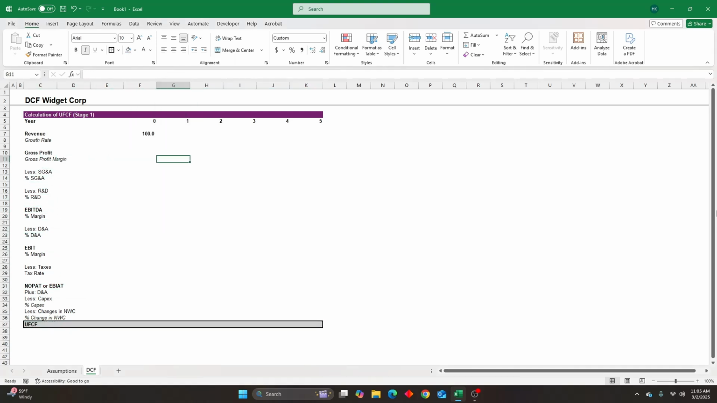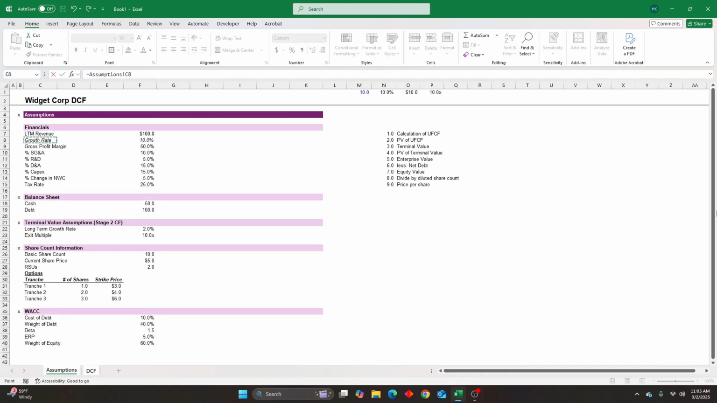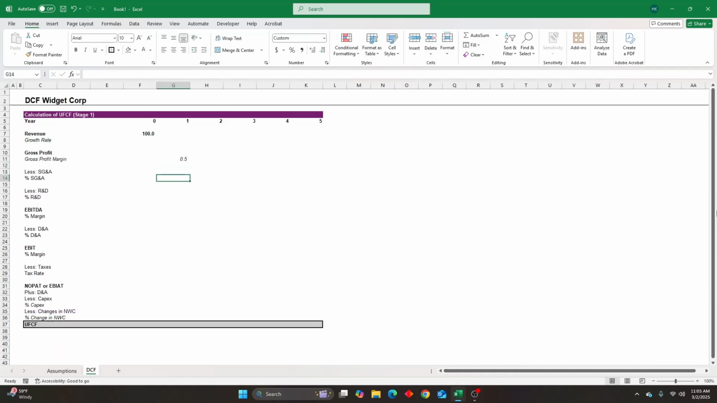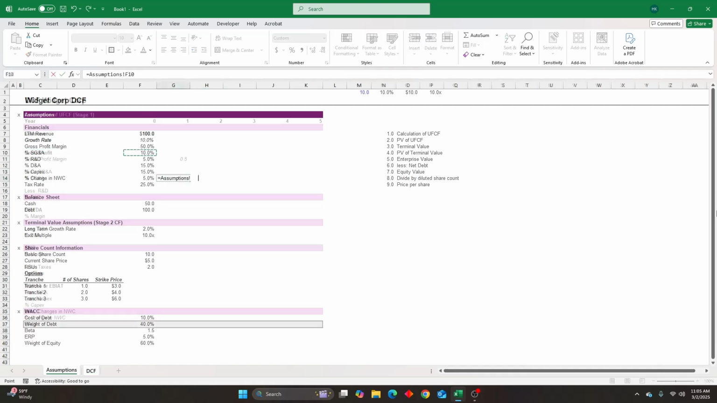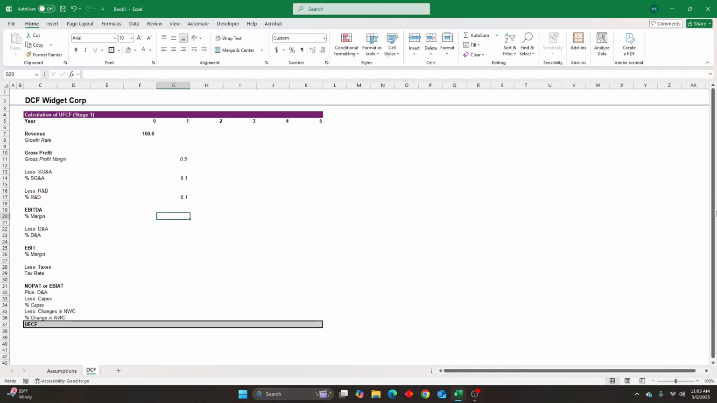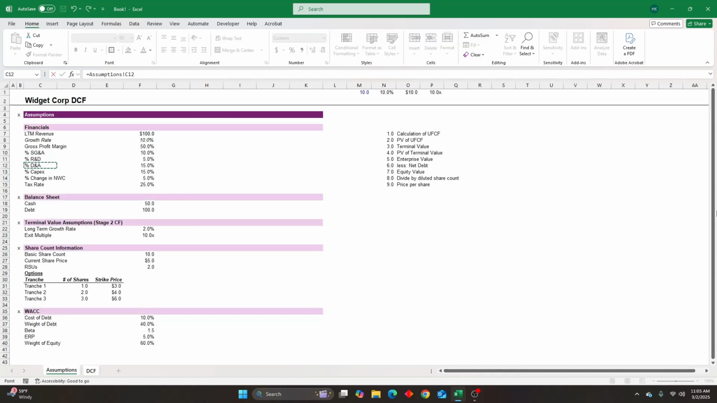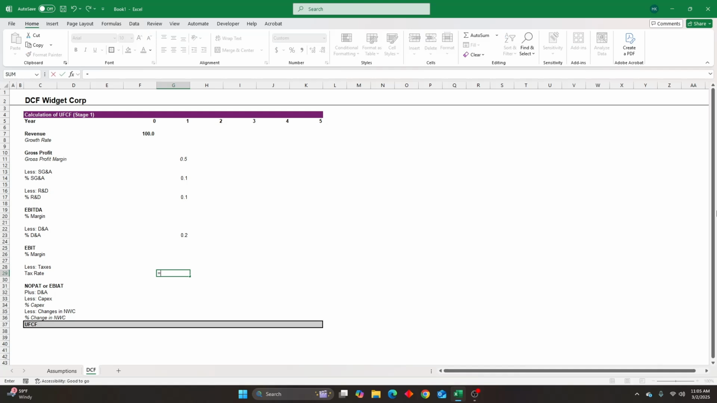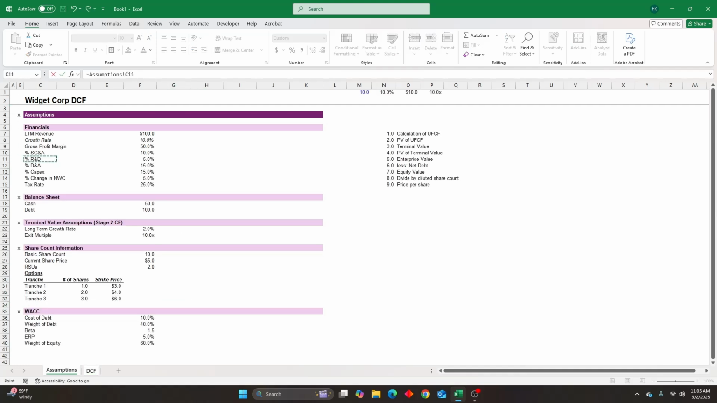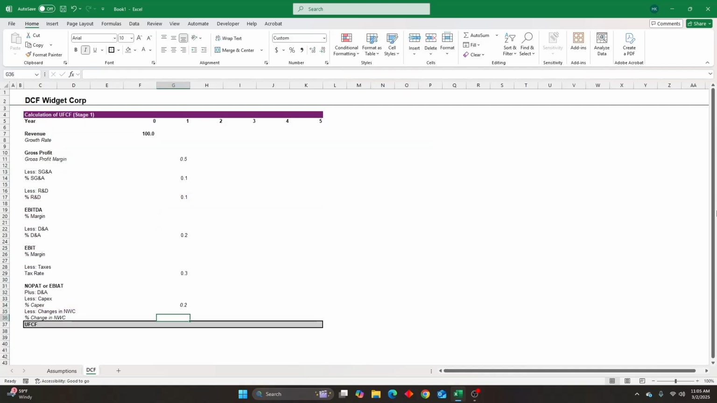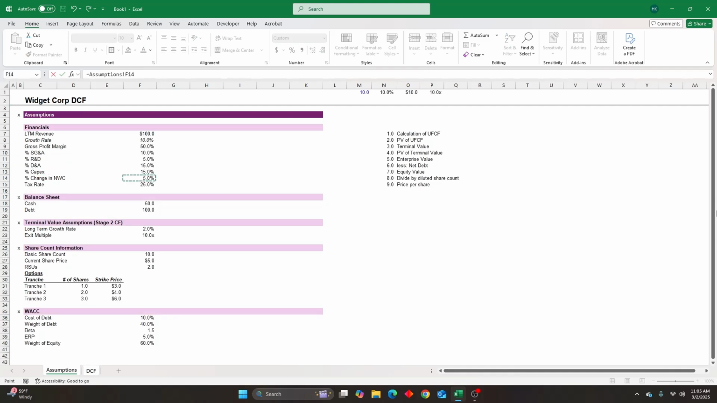Okay, now that we have the pieces in place, we can start moving forward with the actual projection. So first, I'm going to link over to all of our assumptions. So we'll have our SG&A, just give this 10%. We'll have our R&D, which is going to be 5%. EBIT margin we don't need, so we'll calculate it. For our percent D&A, we'll have it over here. Our tax rate is going to be that 25%. Our CapEx percentage, I believe, was 15% as well. And then our changes in net working capital are going to be that 5%.